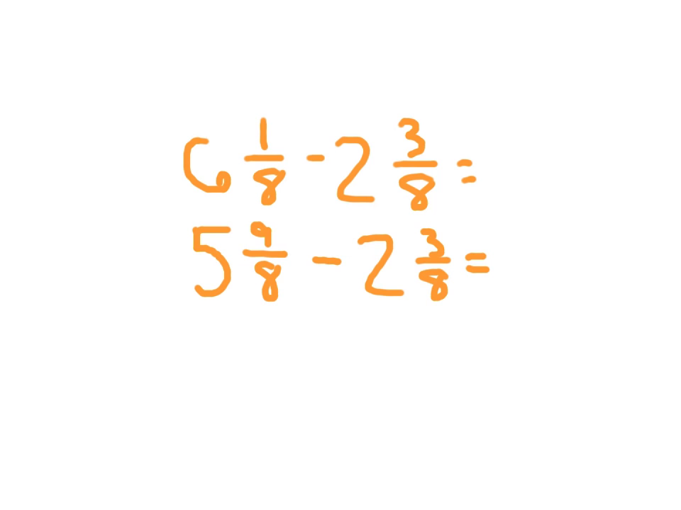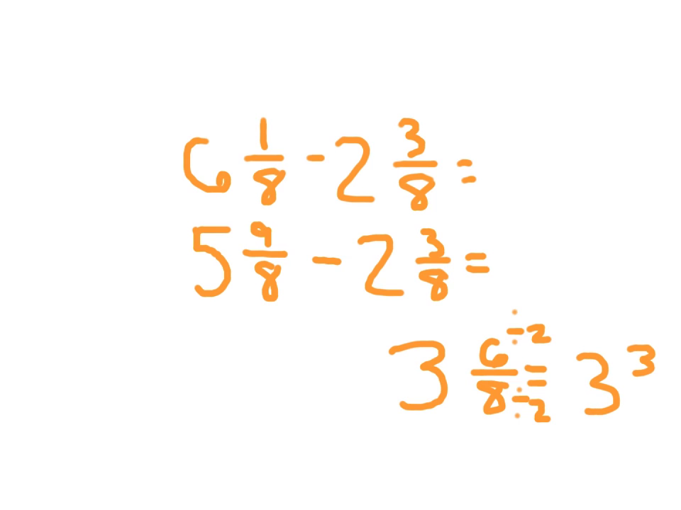9 minus 3 is 6. So we have 6/8 there, and 5 minus 2 is 3. Simplifying that, by dividing the numerator and denominator by 2, we get 3 and 3/4. 6 and 1/8 minus 2 and 3/8 is equal to 3 and 3/4.